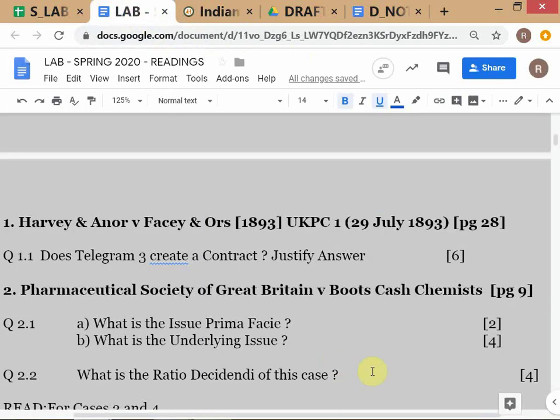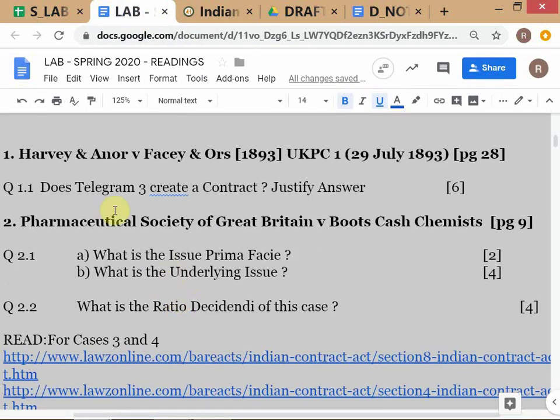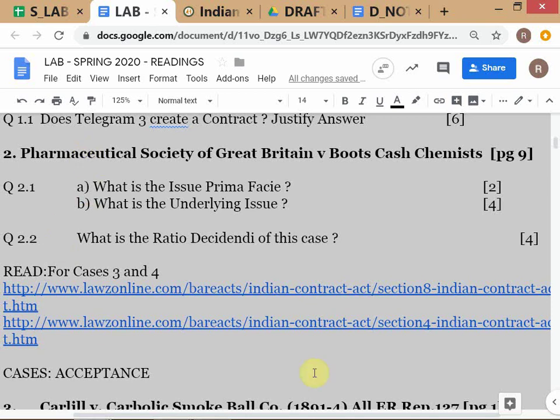So guys, now one second. You have the readings file. You can see the first case is Harvey versus Facey. There's no grading for this, because I will release the answer for this, maybe some other material also. This will be released to you tonight. Now, in the next class, you will start with Pharmaceutical Society onwards.